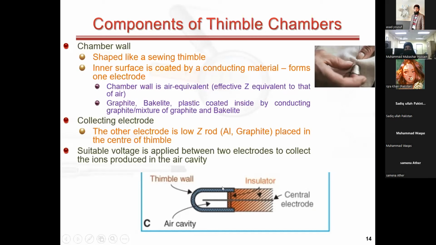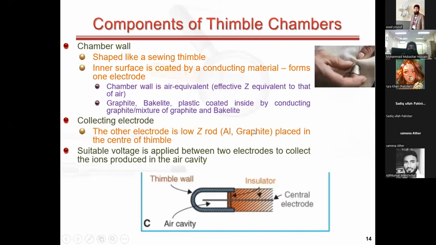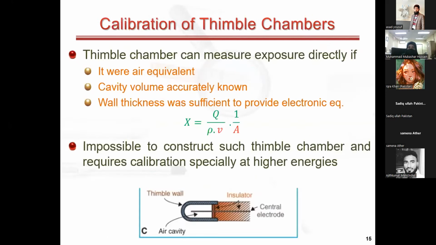In a thimble chamber, suitable voltage is applied between these two electrodes to collect the ions that are generated in this. So these are the components of a thimble chamber.